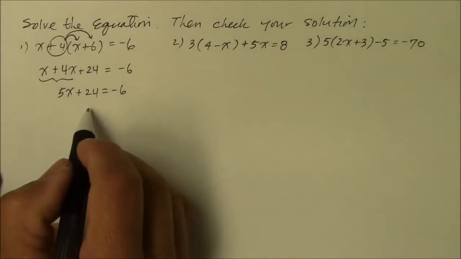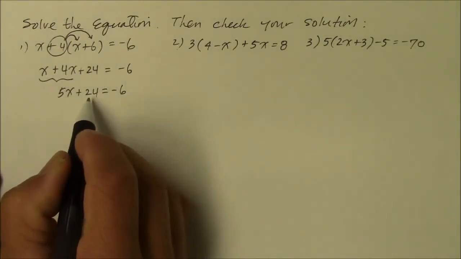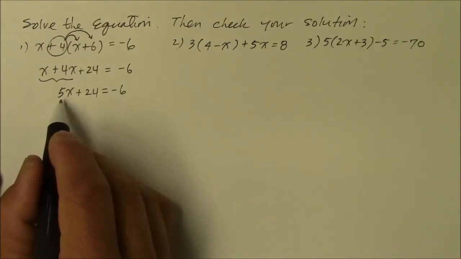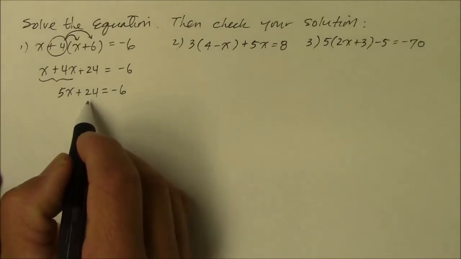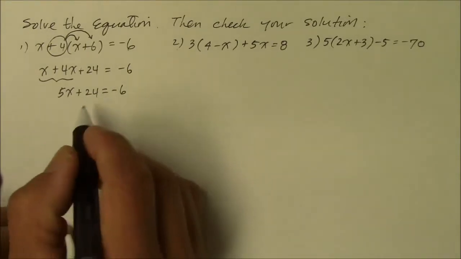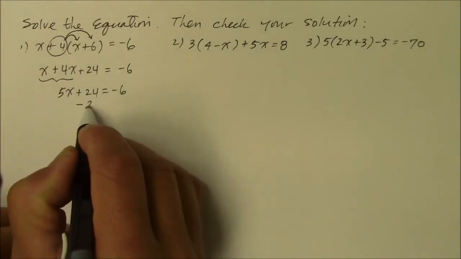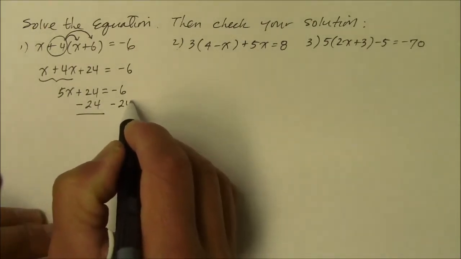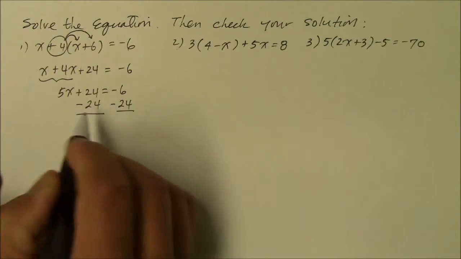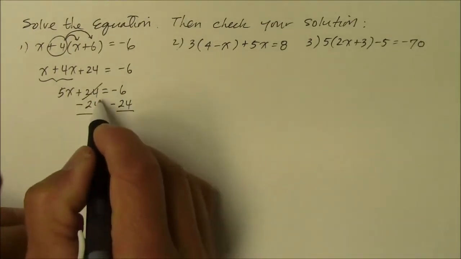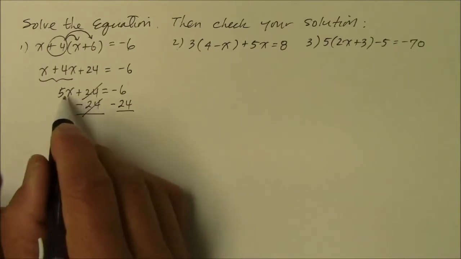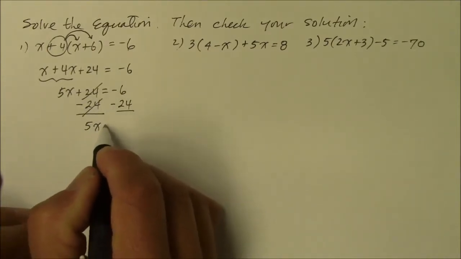Now this becomes like our two-step equation. Remember that one? To make the 24 move out from this side of the equation, we do the opposite, which is minus 24. And whatever you do to one side of the equation, you must do to the other. So on the left side, 24 and negative 24 are additive inverses. They're opposites, so they become 0. So all you have is 5x on the left.